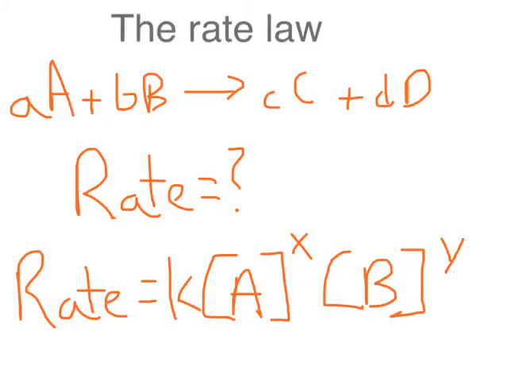Note, and this is very important, that X and Y are not the coefficients A and B. So if this was a 2 and this was a 3, I would not put a 2 here and a 3 here. That is not ever how that works. Anybody who is caught putting coefficients here and here will fail the course. All right, let's move on.